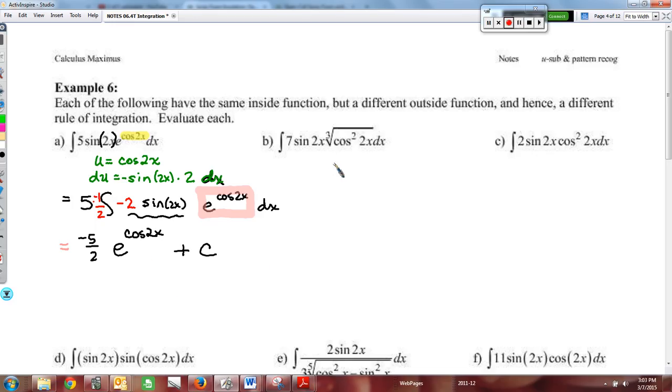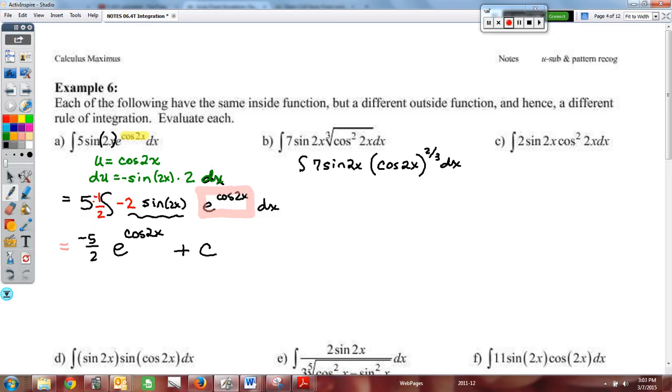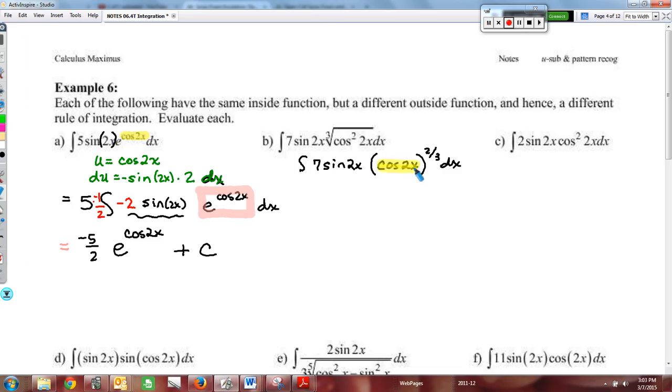All right, now let's look at this one. I'm going to rewrite this a little bit just to be a little bit more clear. The 7 sine of 2x is still out here. I'm going to rewrite this as cosine of 2x, and I'm going to put big parentheses around this and make it to the 2/3 dx. I'm going to take a look at this, and hopefully you'll agree with me that the inside function is still 2x. I'm not going to rewrite it again because I have it right over here.